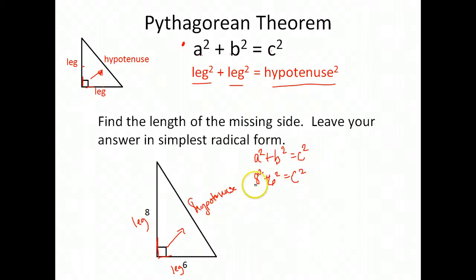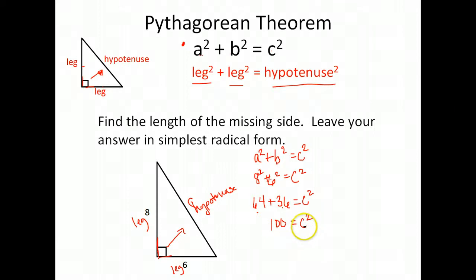I'm going to square each of those. Now remember, squaring means to take a number times itself. So 8 times 8 is 64. 6 times 6 is 36, and that's equal to c squared. Now we add our two values that we know together. 64 plus 36 is 100.